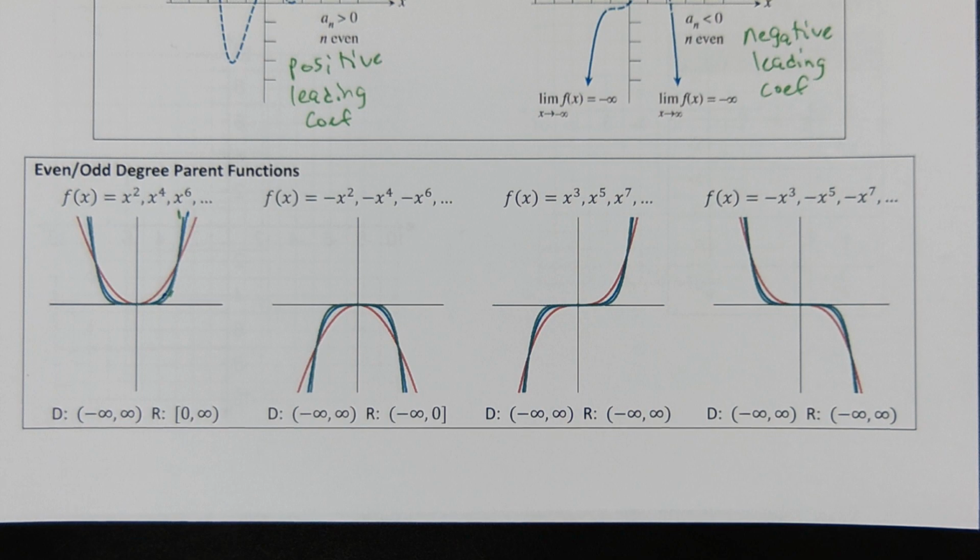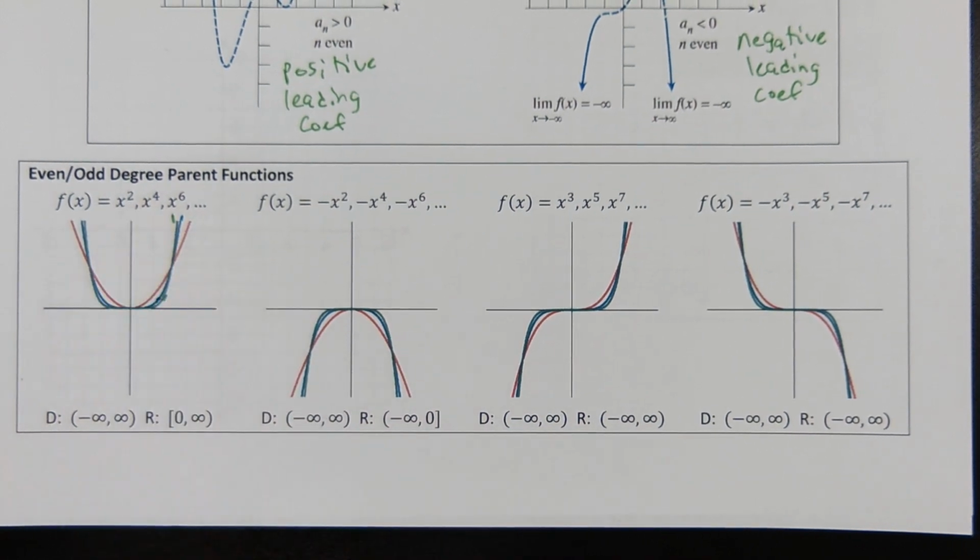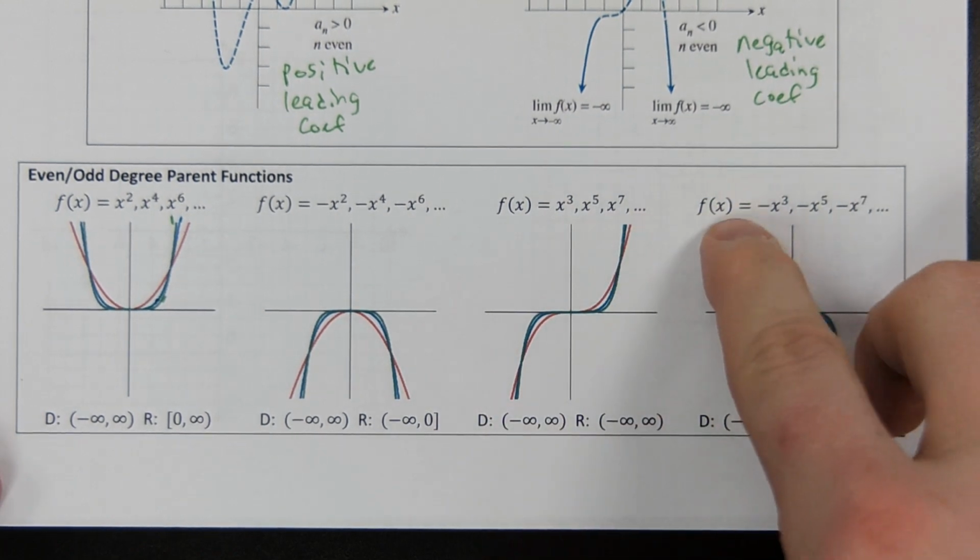So as long as you know that even degree monomials have their vertex at the origin and either point up or point down, you're set. As long as you know that odd degree monomials are centered at 0, 0, and you know which way they go, you're set.